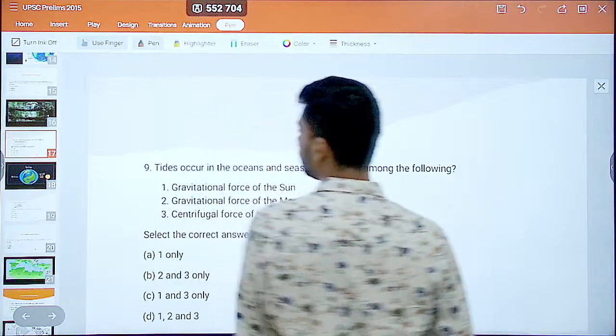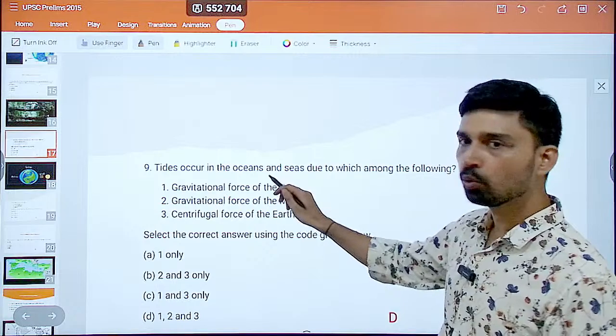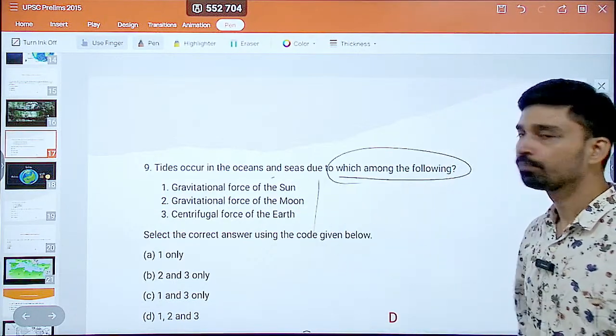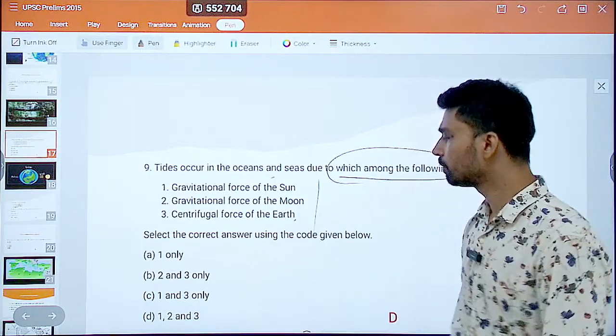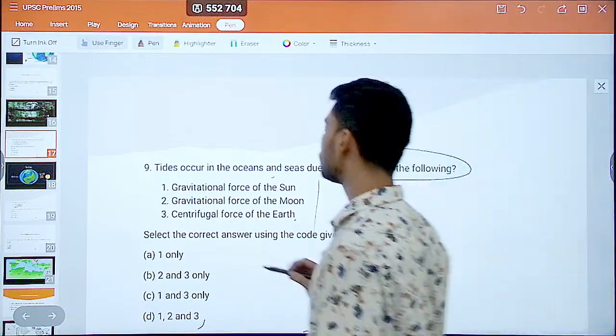Next is tides. A question has been asked about oceanic tides. The tides occur in the oceans and seas due to which among the following? Now, 3 options are given: gravitational force of the sun, gravitational force of the moon, and centrifugal force of the earth. Again, all these 3 factors are responsible for the tide.